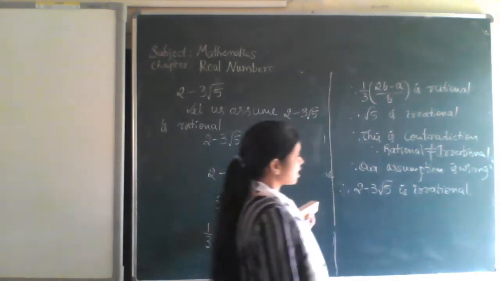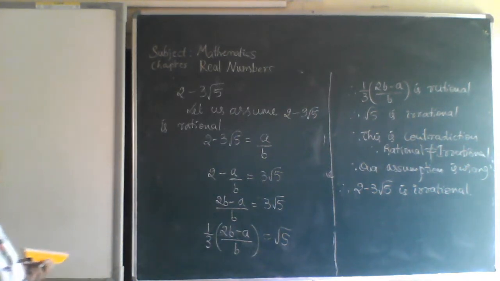To prove irrational, we have to assume the given number as rational, and we have to write that in the form of p by q, that is a by b, and we have to simplify until rational is not equal to irrational, and that will be our contradiction. Then our assumption is wrong. The given number will be irrational.